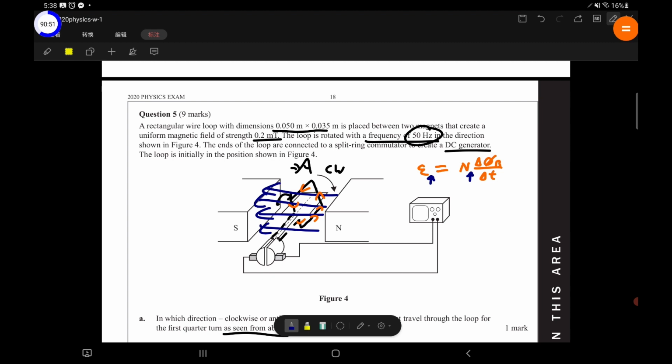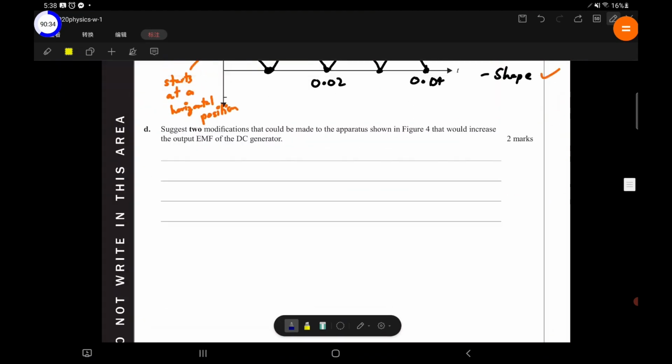What I can also increase, however, is the frequency, because that will let me decrease the time that it takes for the coil to rotate. So if the time decreases, aka the frequency increases, then the output EMF will also increase. So those are my two things.